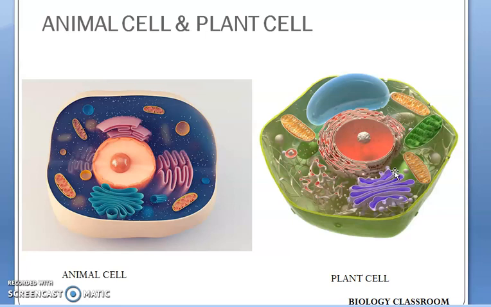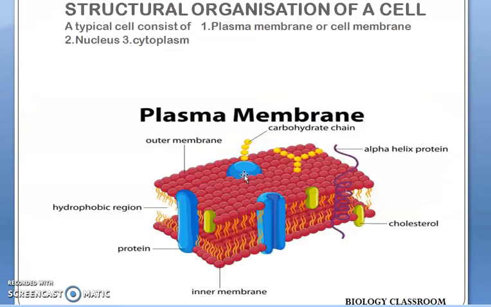When we talk about a typical cell, it has three major components. What are they? They are cell wall or plasma membrane, nucleus and the cytoplasm, in which all the cell organelles are present, and nucleus and cytoplasm together constitute the protoplasm. Protoplasm of a cell is surrounded by the plasma membrane. So let us discuss the first major component of a cell, that is cell membrane or the plasma membrane.